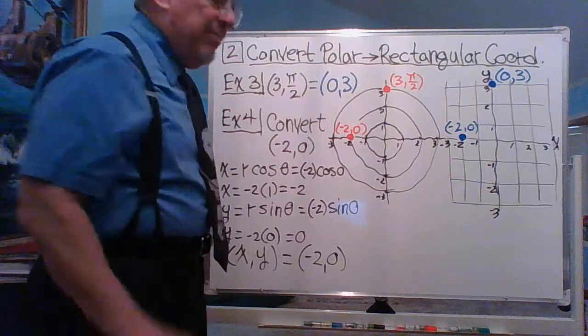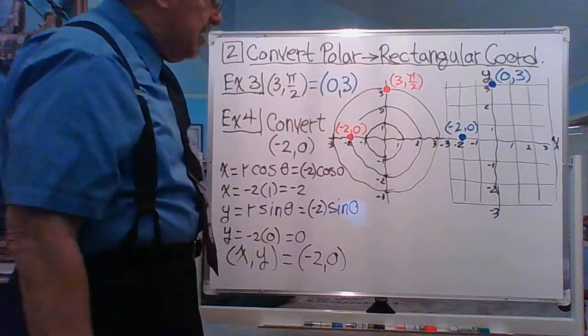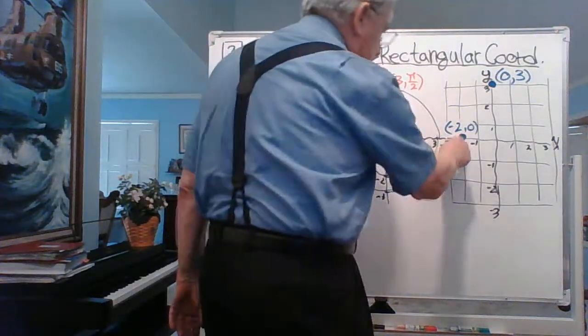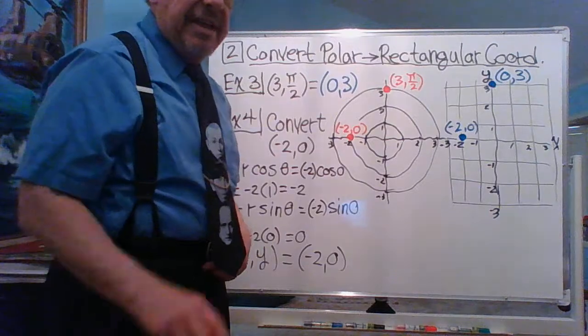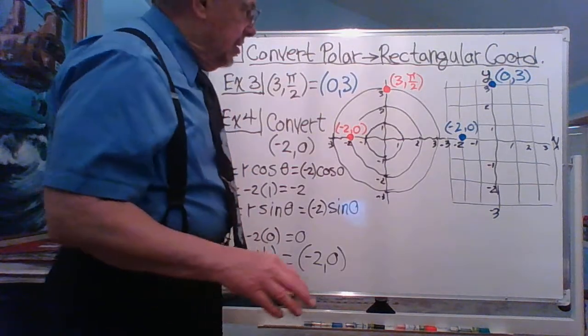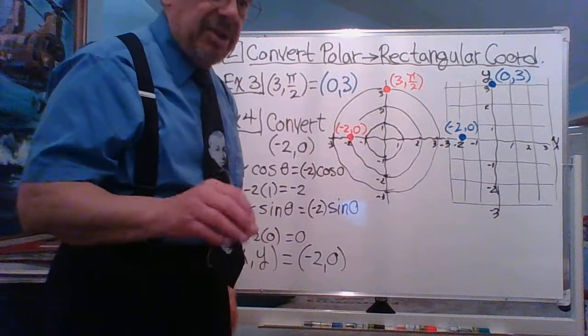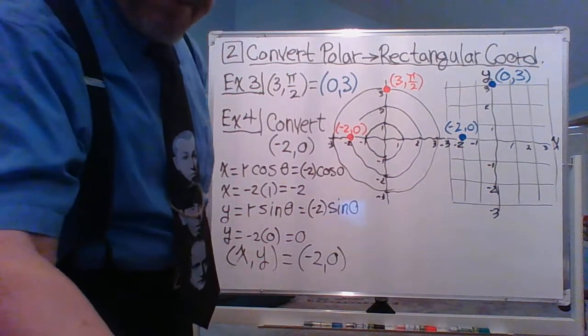So here I have both points plotted in. -2, 0 in the polar coordinate system, and -2, 0 in the rectangular coordinate system. And you can see they're in the same relative position. Okay, which is something to consider, same relative position. Let's look at one more example here.